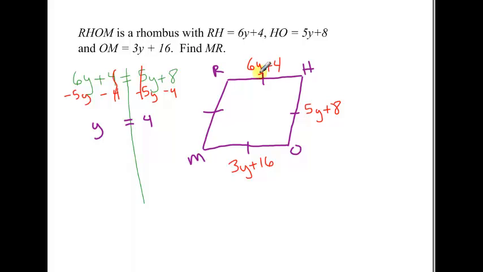When I plug that 4 into all of these, I better get the same thing. 6 times 4 is 24, plus 4 makes 28. 5 times 4 is 20. 20 plus 8 gives me 28. It's a good sign. Last one, 3 times 4 is 12, and 12 plus 16, you guessed it, 28. So let's see, what's M to R? It's not tough, 28. M to R is 28.